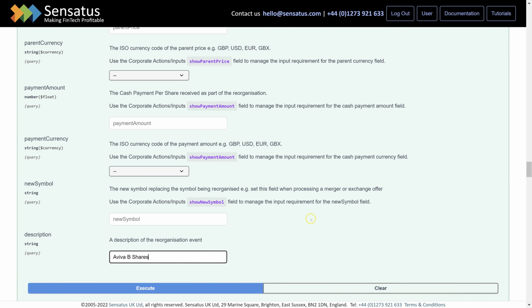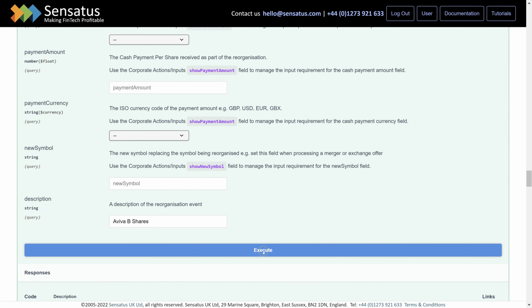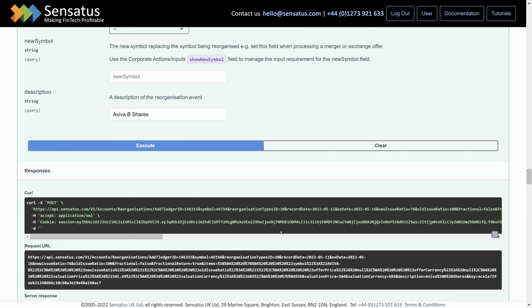If there was a cash payment per share, which there isn't in this example, you would enter the value in the payment amount and currency fields. Use the returned reorganisation ID should you need to delete it.